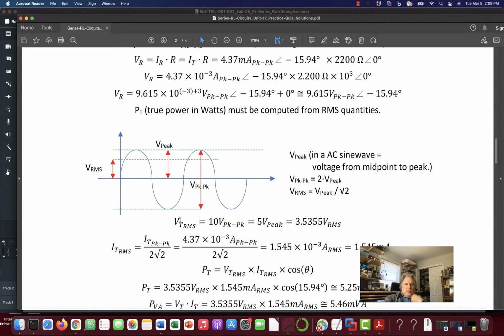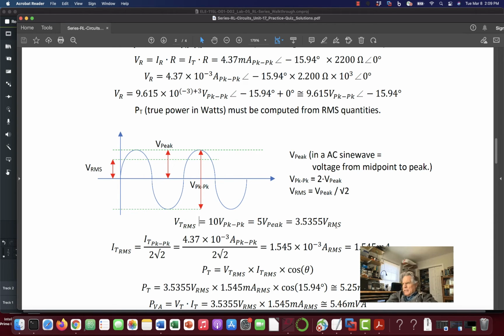So V total is 10 volts peak to peak. Actually, what am I saying here? V total RMS is equivalent to 10 volts peak to peak, is equivalent to 5 volts peak, and the real RMS voltage is 3.5355 volts.